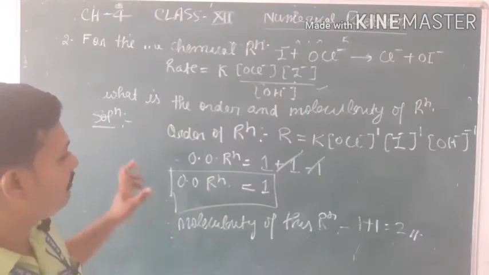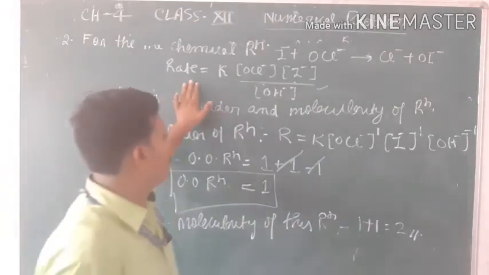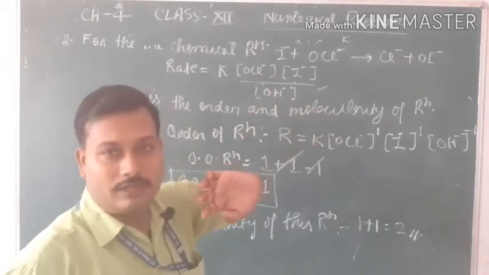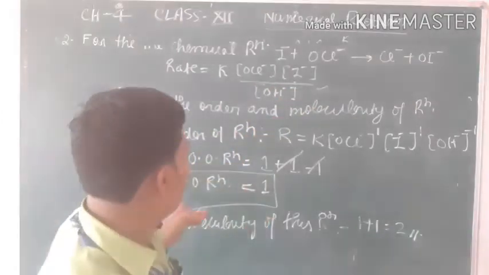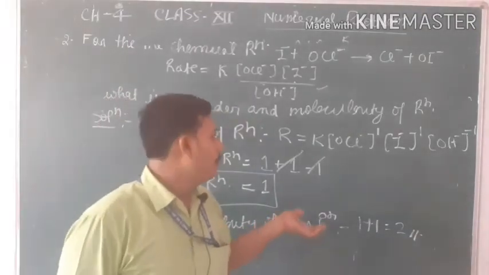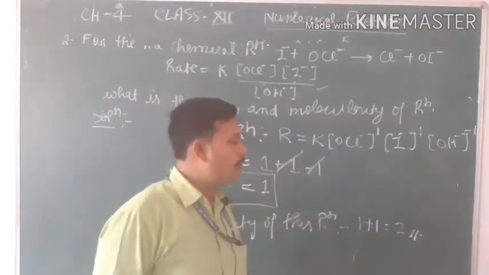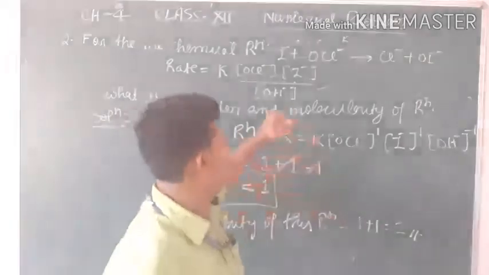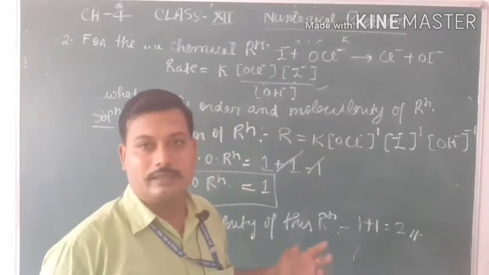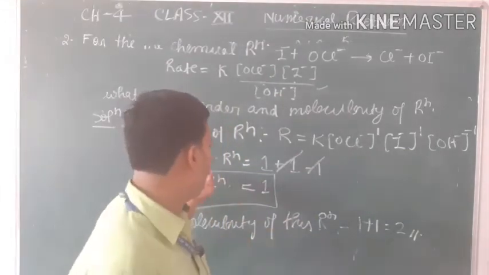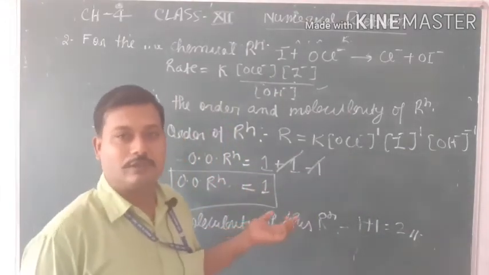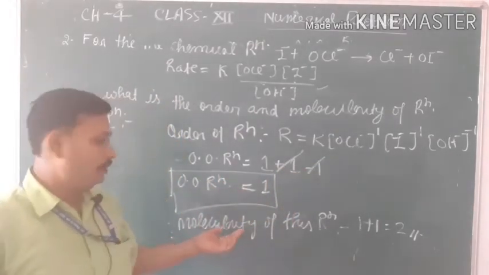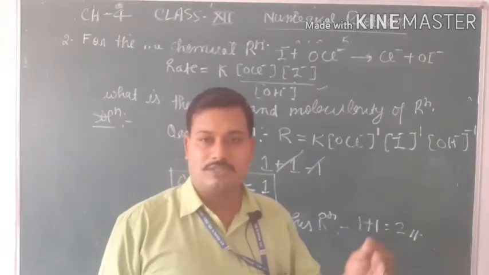Okay students, a very simple problem. The rate law is given, K[OCl negative][I negative]/[OH negative], in molar concentrations. So for calculating the order of reaction, what can we do? We just write rate equal to K [OCl] to the power 1, [I negative] to the power 1, [OH negative] to the power minus 1. Why OH to the minus 1? Because you know very well it appears in the denominator with the power minus 1. So here the order of reaction is equal to 1 plus 1 minus 1, which cancel out each other, and we get order of reaction equal to 1. Molecularity of the reaction is equal to 1 plus 1, which is 2.